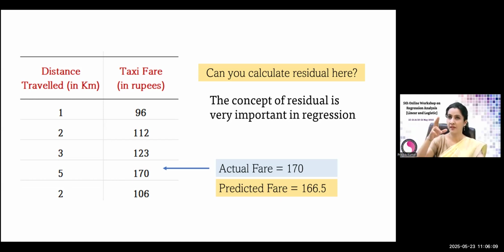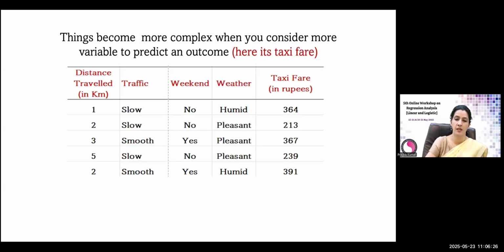If there's a difference of 1 rupee or 2 rupees, then I can say yes, my model is very good. But if the difference is very large, that means if the residual is very high, then my model will not be a very good model, whatever I'm predicting. But again, in the previous case, we had taken only one variable.